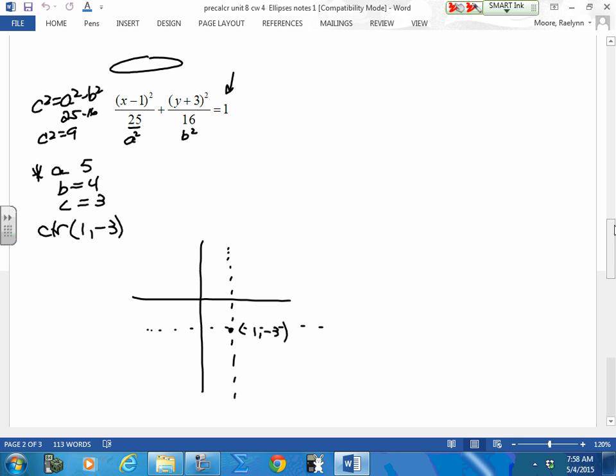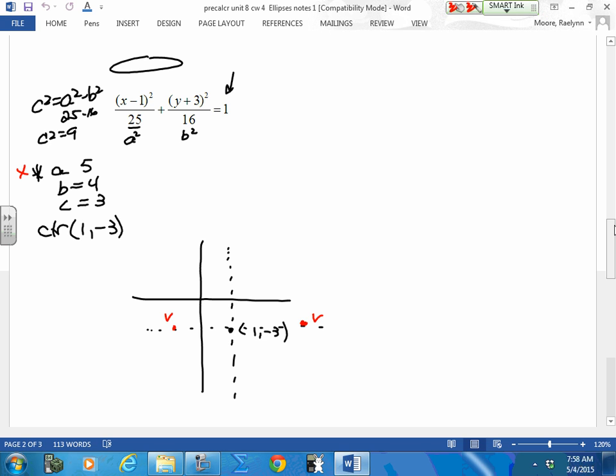You're going, A is your major axis, and this is your x-axis. So we're going 5 over, 5 over here, 5 over here. This is your vertex point. When I go horizontally, which one is going to change, the x or the y?